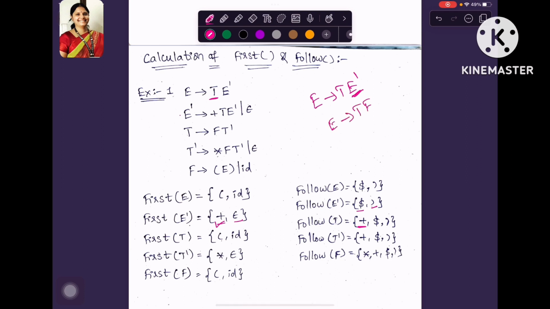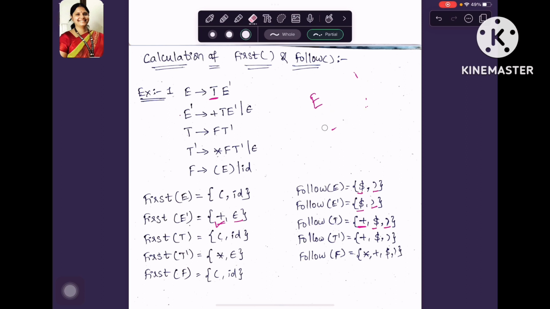Then the expression will become T epsilon. So epsilon means nothing. T into epsilon is T only. So the follow of T will become follow of E itself. So after plus, we have to write the follow of E values. Follow of E values is dollar and closed brace, so plus, dollar and closed brace. So these are the values of follow of T.